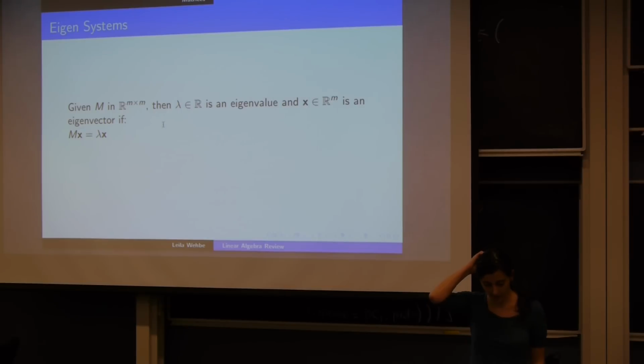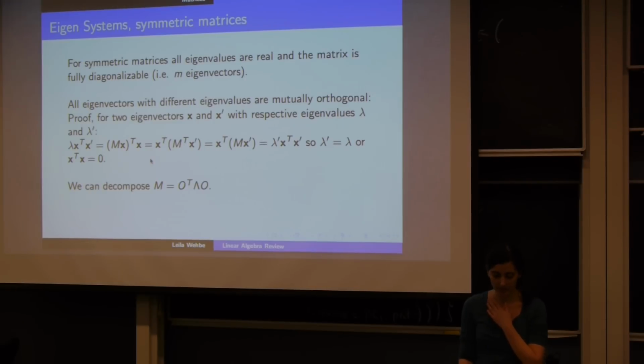So now we're going to get to eigensystems. Given a symmetric, square matrix M in R^(m×m), lambda is an eigenvalue of M and x is an eigenvector if we have this equality: Mx is equal to lambda x. So this is the definition of eigenvalue and eigenvector.